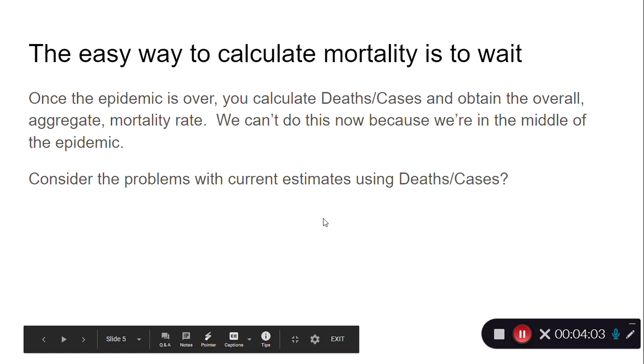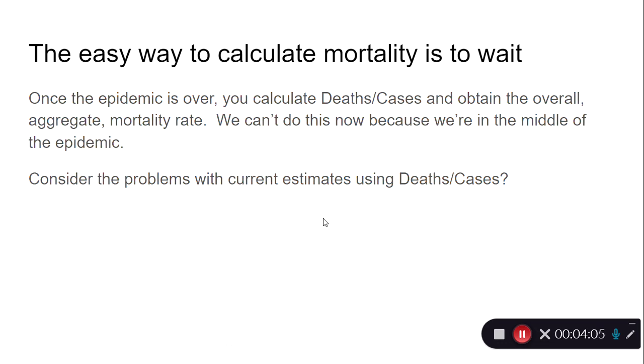So the reason they do it this way is that at some point, when the epidemic is all done, that is how you calculate the mortality rate. You take the number of deaths divided by all the cases that have been recorded, and you divide them. And that tells you, what percentage of people who were infected passed away from it. We can't do that now because we're in the middle of an epidemic, but we're also trying to figure out how alarmed we should be.